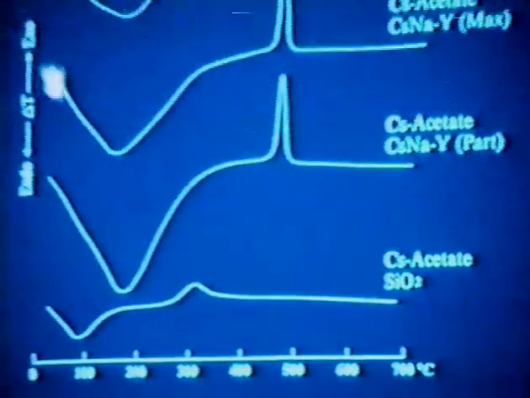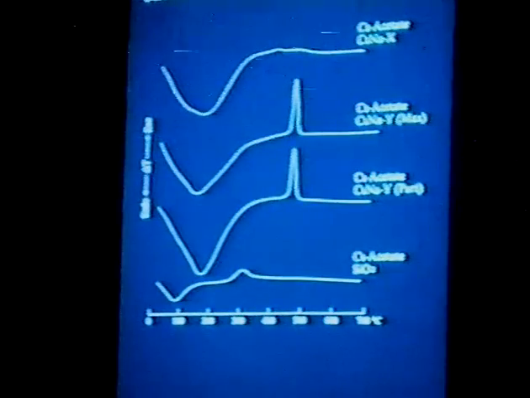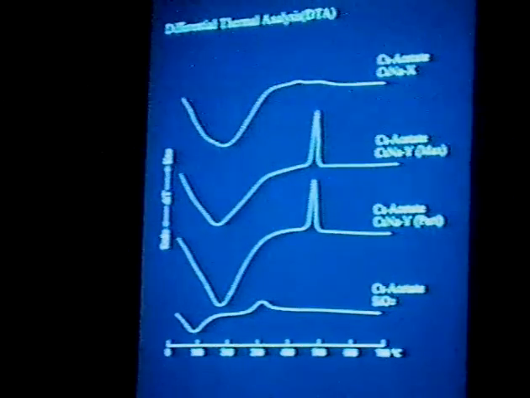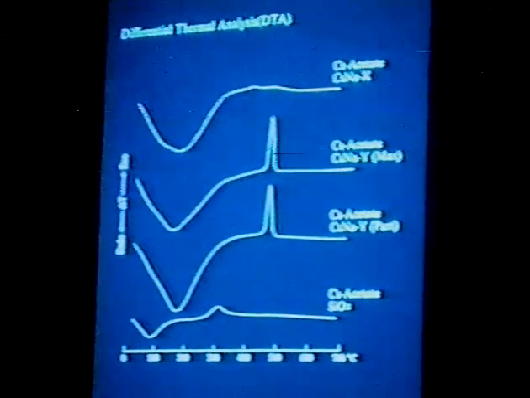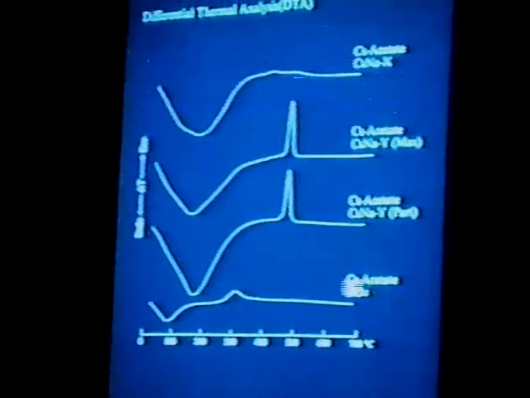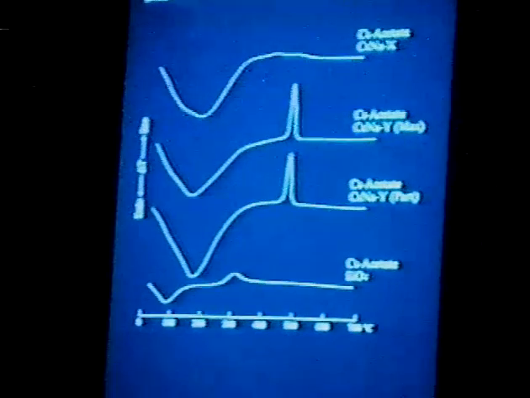See the endothermic loss of water for all 4 materials. But you see with the X material, there's not really much definition in the exothermic decomposition of the acetate. Quite a broad shoulder there. However, you see for the Y, a significant sharp exotherm occurring at about 450 to 475 degrees, again indicating that something is happening between the Y material and the cesium. And for the cesium supported on silica, again, it's completely different. So again, the first indication that perhaps something is occurring on the Y zeolite.